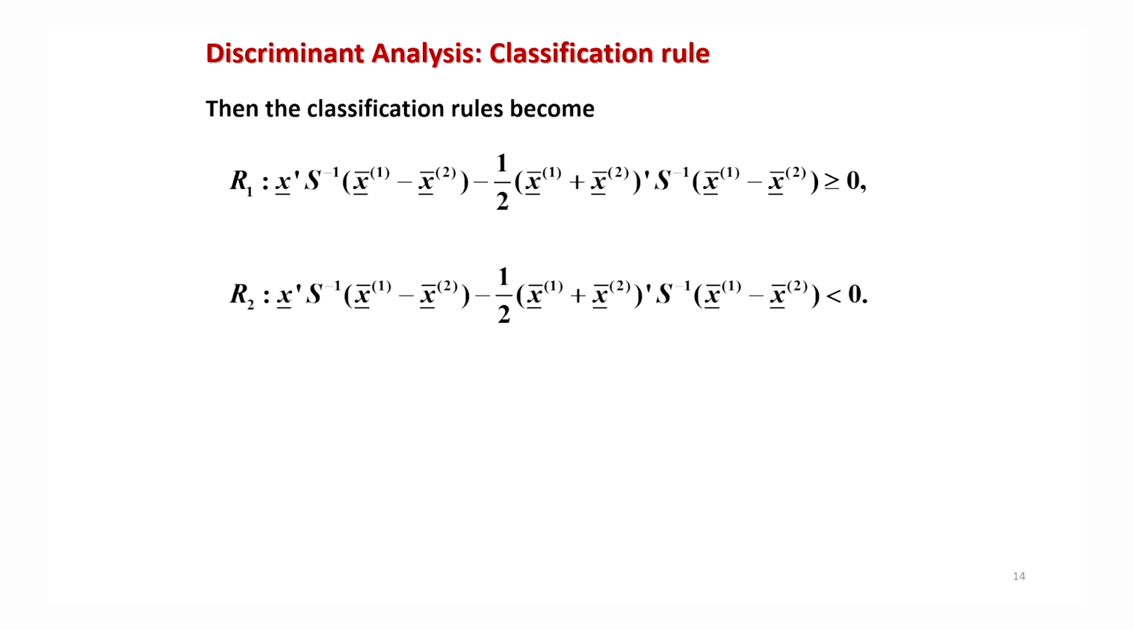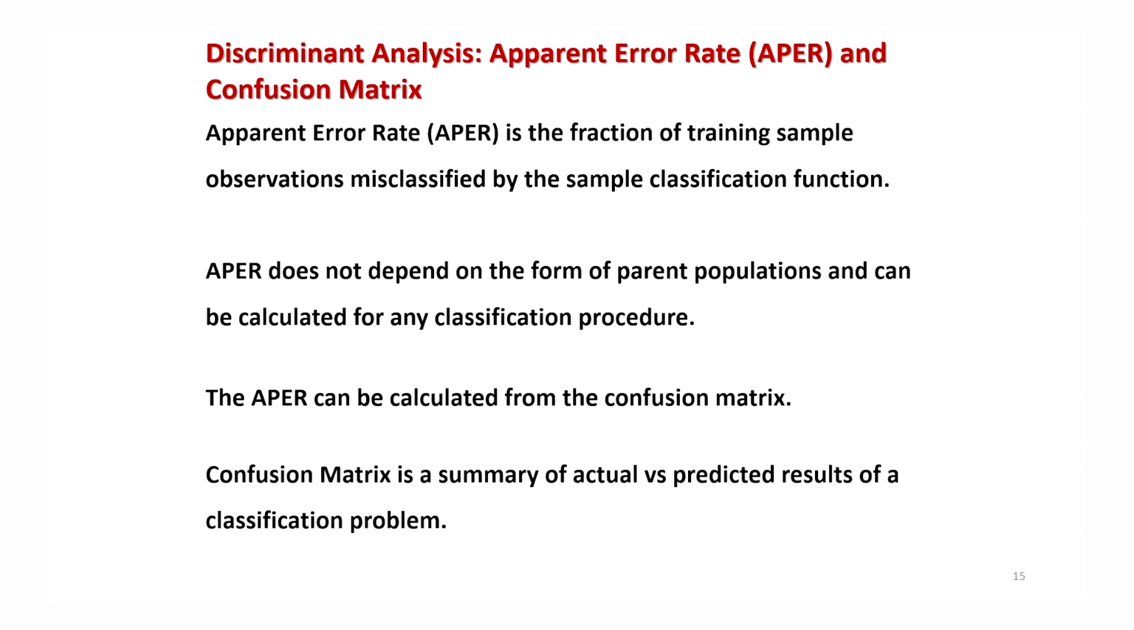And then the classification rule becomes like this: x transpose S inverse (x bar 1 minus x bar 2) minus 1 upon 2 (x bar 1 plus x bar 2) transpose S inverse (x bar 1 minus x bar 2) is greater than or equal to 0, then the observation will be classified into R1, and if this is less than 0, then the observation is classified into R2. Right. So now based on that, we can classify an observation when we have a sample of observations.